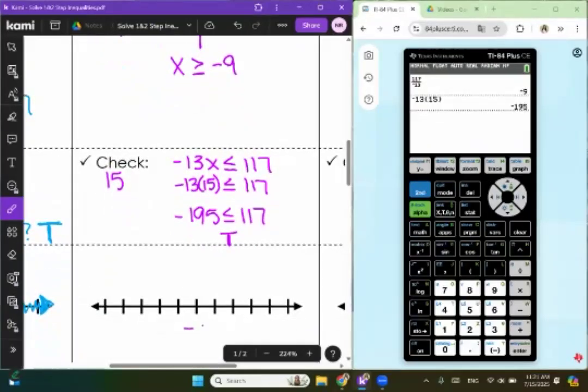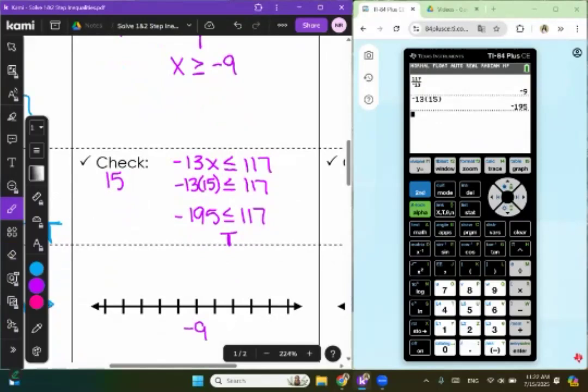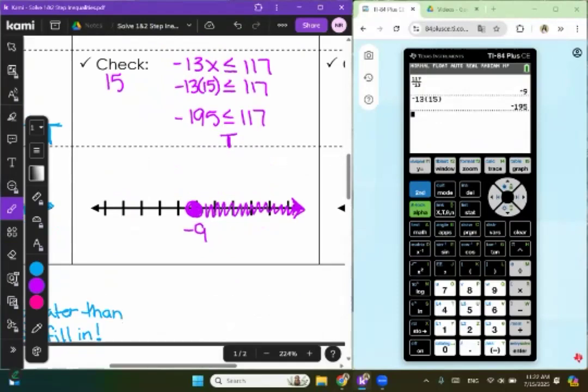So I'm going to put my negative 9 on my number line. Notice it is underlined, right? It is underlined, so the line fills in the bubble. So we're going to have a closed circle, and our inequality is pointing to the right. Now, just because this is on the negative side of the number line, what kind of numbers would we find? Well, we know that negative 8 would be before, negative 10 would be after somewhere.